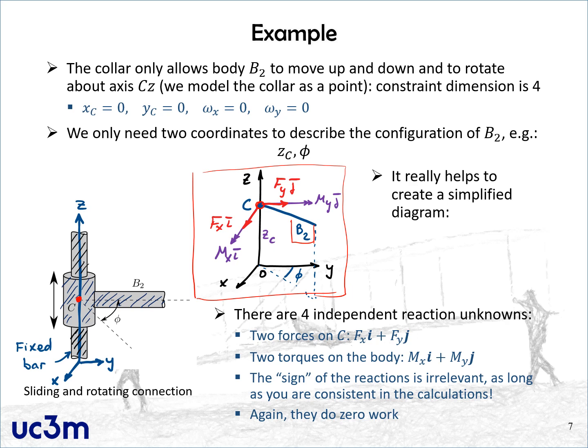So clearly, this point of contact C cannot move in the X or Y direction. These are the first two equations of the constraint. Moreover, the rigid body can rotate about the vertical direction, but it cannot rotate about this axis or this other axis. So the rotations about the X and Y axes are forbidden, and we can represent that by saying that the angular velocities omega X and omega Y are equal to 0. In total, we have 4 equations, and that tells us that the constraint dimension is equal to 4.